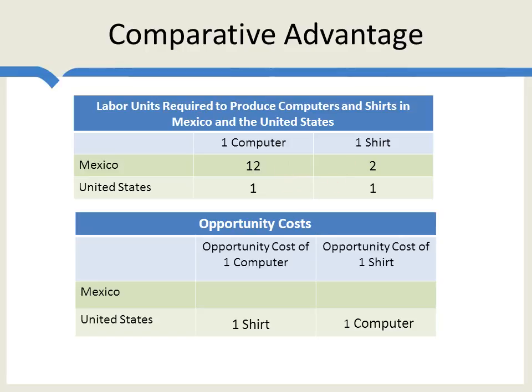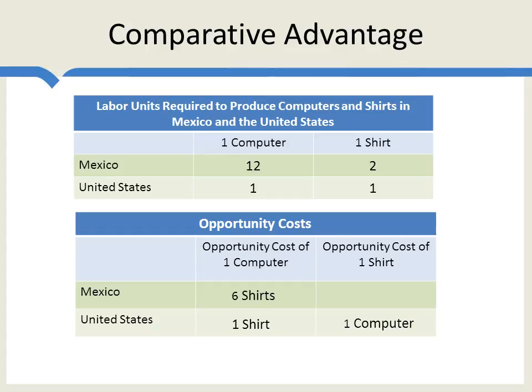Okay? But how many units of labor do you need to transfer? You need to transfer 12 units of labor. In order to get 1 computer, you're going to have to take 12 units of labor from shirt production. That means how many fewer shirts? Since it takes 2 units of labor to produce 1 shirt and you've got to move 12 units of labor, it means that the opportunity cost of 1 computer is 6 shirts.